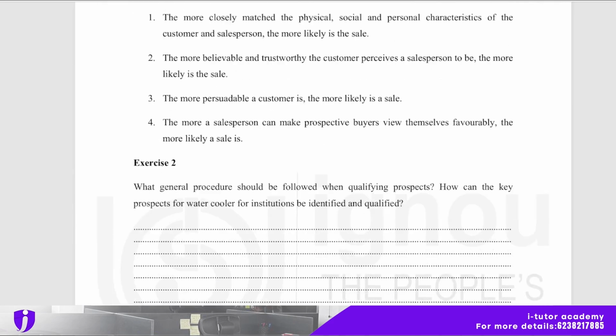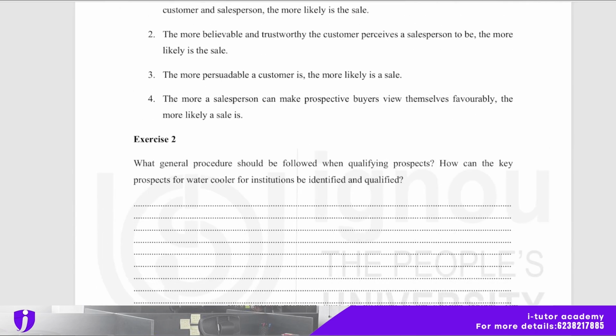And the exercise is here related to this section, and the next subsection we will discuss in the next video. You just revise it. In case of any doubts, you can contact us anytime.